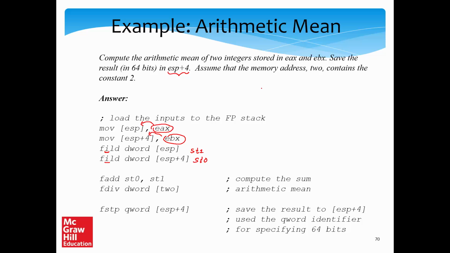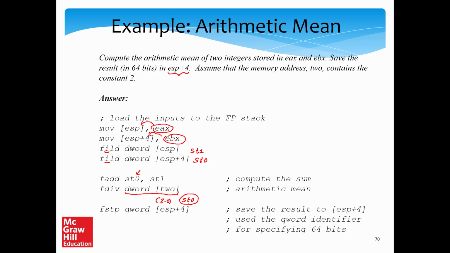Alright, let's go ahead. Let's compute the sum of st0 and st1, and so the result will get saved in st0. And let us divide the contents of st0 by whatever is stored in the memory location 2. So what is stored there? What is stored there is 2.0. So let us divide it, and the final result is there in st0.